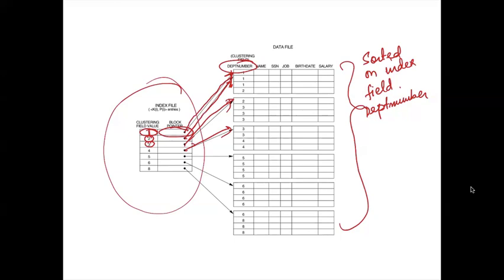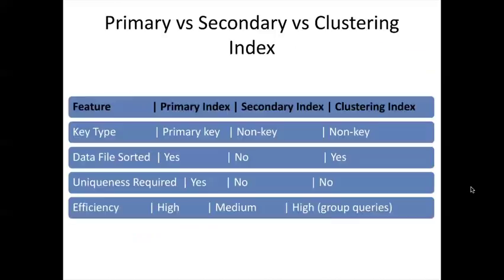Here you have the index file. The index file will have one entry for each unique value of department number. The unique values are 1, 2, 3, 4, 5, 6, and 8, so I have one entry for each. You can understand that this is a non-dense index. Okay, so this is a clustering index. Why is it called clustering? Because the index value can have repetitions, multiple entries with the same values in the data file.